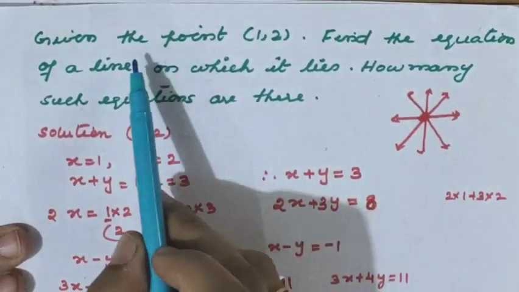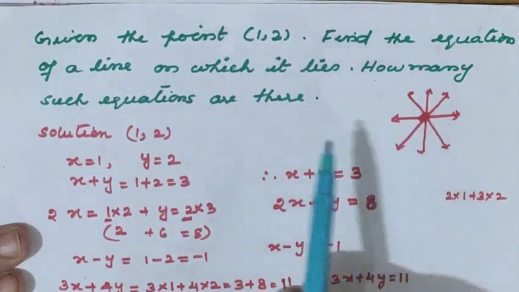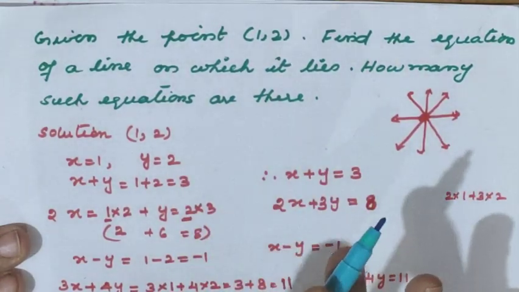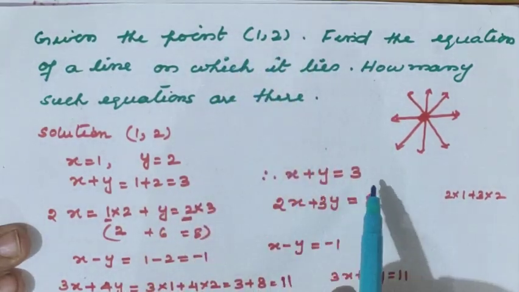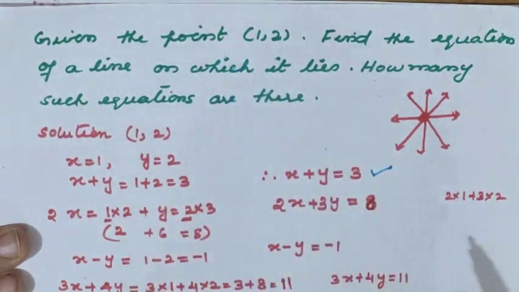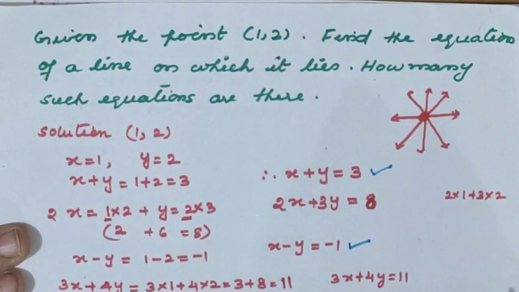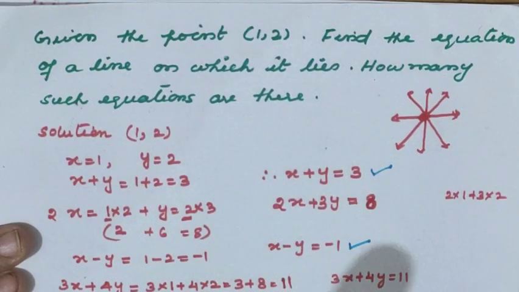Similar question, one more. Given the point is (1, 2), find the equation of the line on which it lies. How many such equations are there? Normal way we can find the equation: just add this, you will get one equation, that is x plus y equal to 3. Got? Now the second one is just subtract: x minus y equal to minus 1. Got? That is also easy only. You should do addition, you should do subtraction, that's all we are done. So two equations we got.